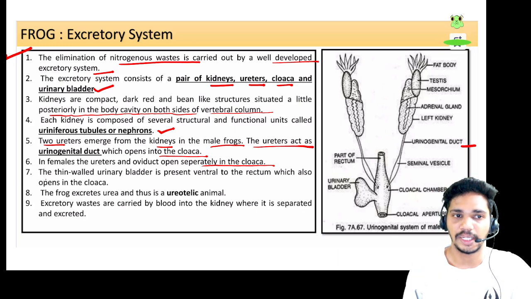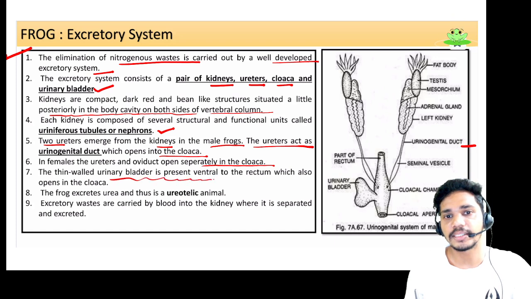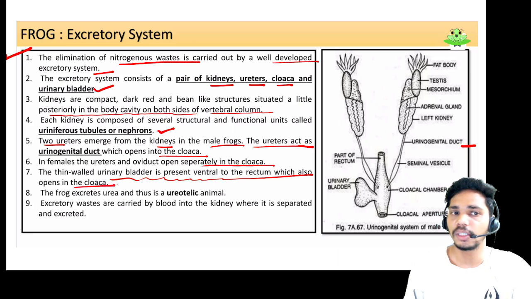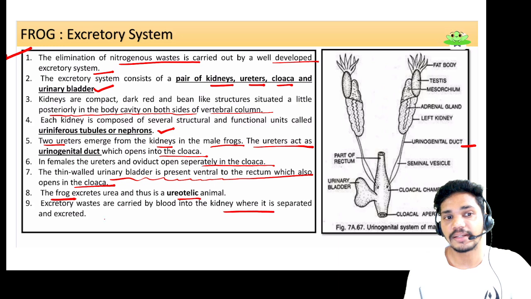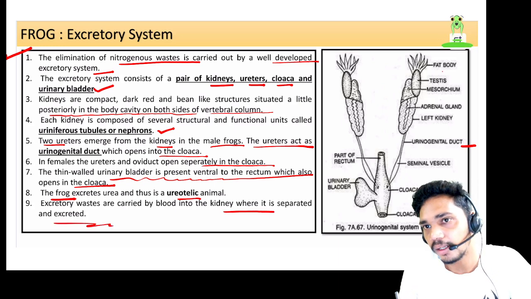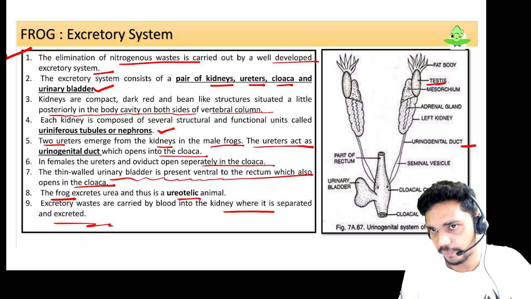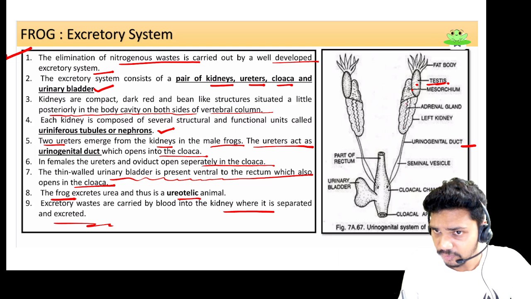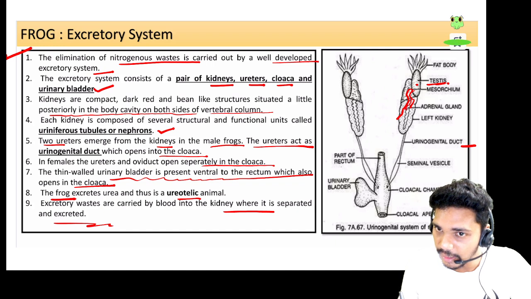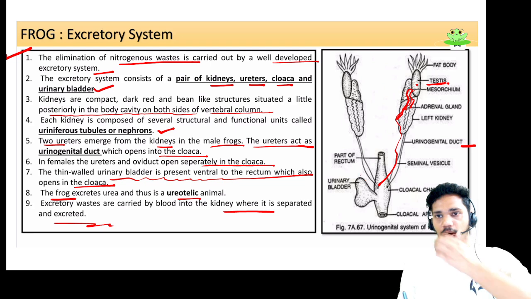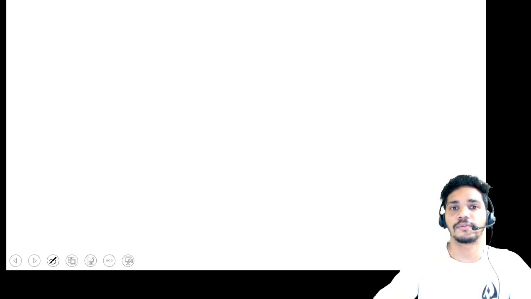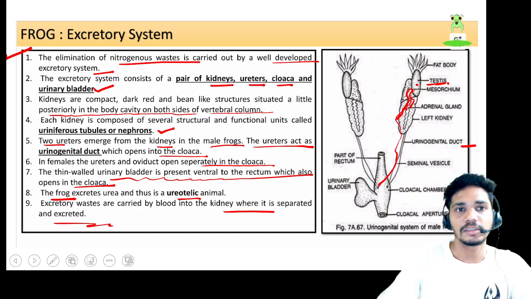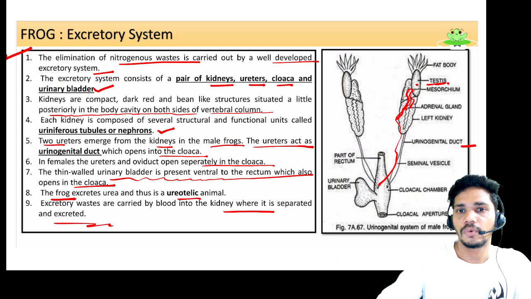They are separately attached. The thin-walled urinary bladder is present ventral to the rectum, which also opens into the cloaca. The frog excretes urea and is thus ureotelic. Excretory waste is carried by the blood into the kidney where it is separated and excreted. Can you see that? In case of male, the testes are attached to the kidney, and from the kidney itself there is a Bidder's canal. The sperm enters first into the kidney and from the kidney it goes to the cloaca. Okay, so that is the difference between male frog and female frog. So here we actually finish the excretory system of the frog.